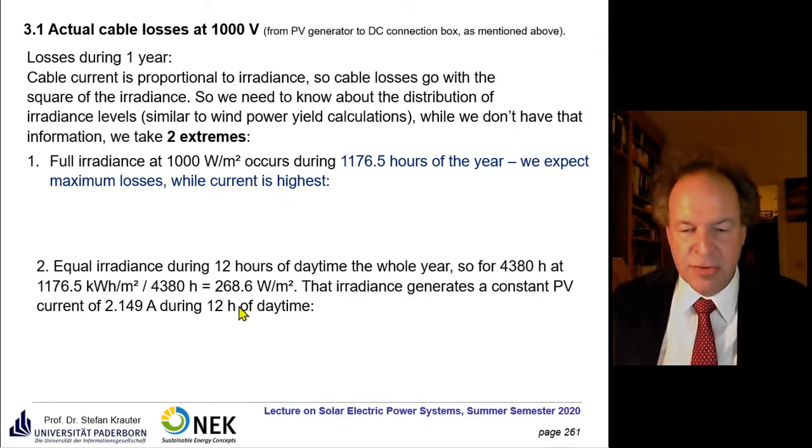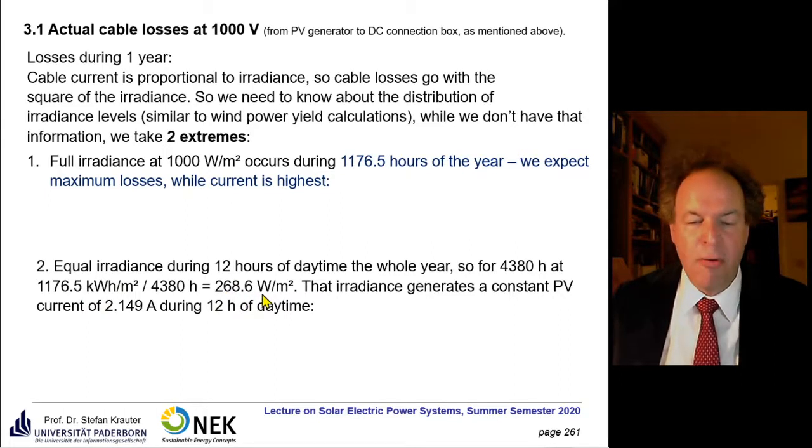The other extreme is if we take the irradiance extremely equilibrated during 12 hours for the whole year. So we have 4,380 hours, which is half the hours of the year. Then we have the total irradiance value, and this would lead to 268.6 watt per square meter. So only about a fourth of that value, and accordingly a fourth of the current.